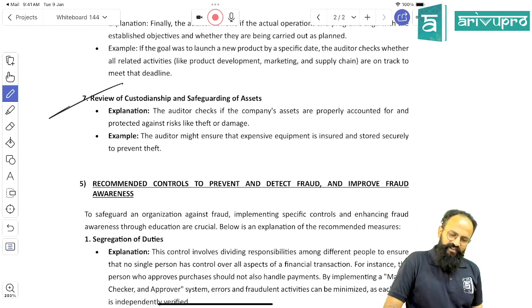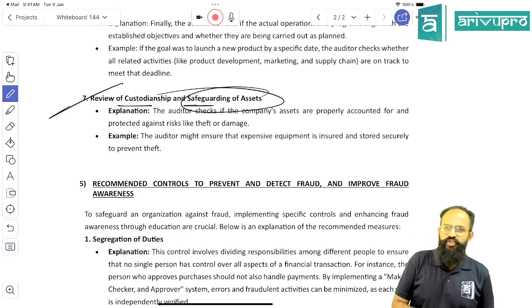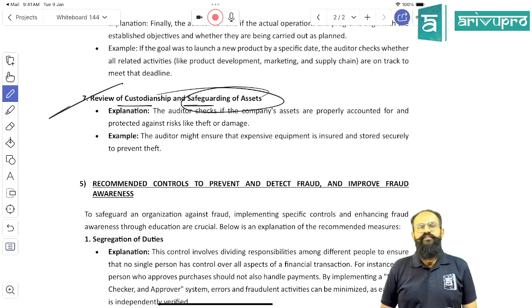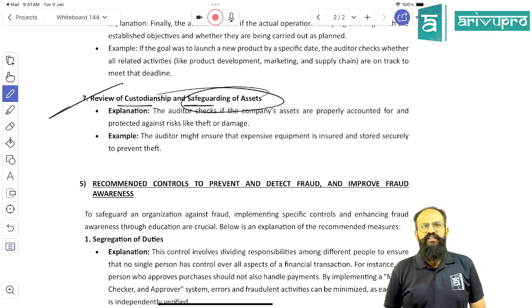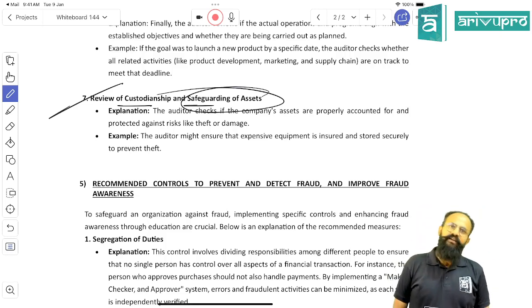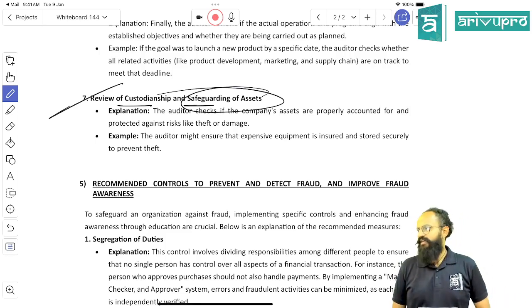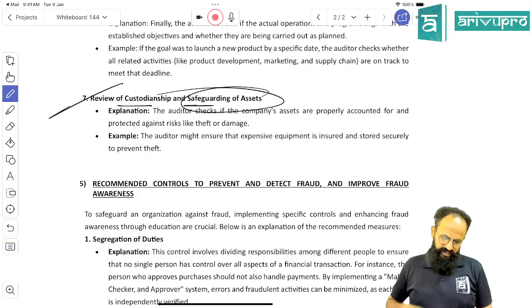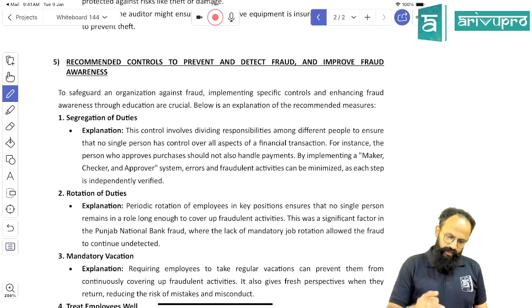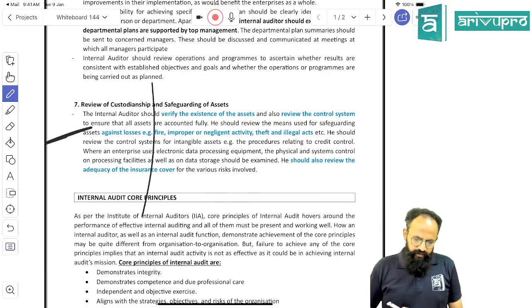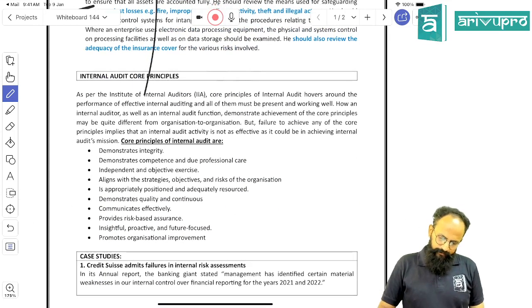Last one, sir, review of custodianship and safeguarding of assets. What is the ultimate scope of the internal audit, sir? Ultimately, I have to take care of my assets, the safeguarding of the physical assets, and make sure that there are processes in place to check whether what is reflecting in the books is the same thing that is reflecting physically as well. Correct, all of you? Okay. So that is what is given here. I hope you guys are understanding.